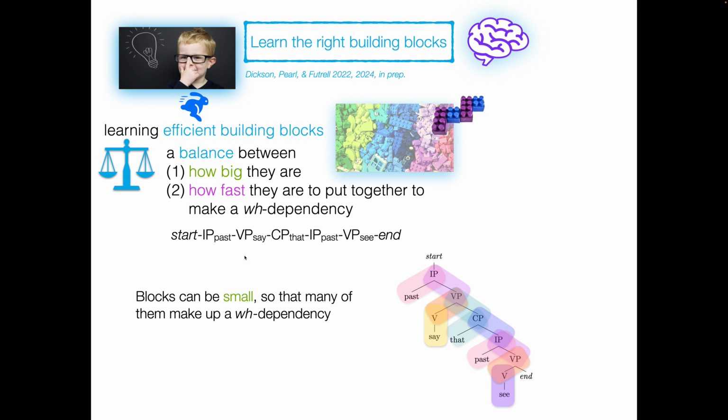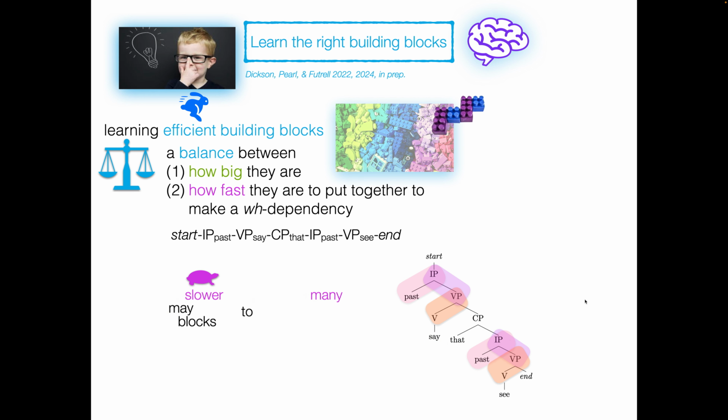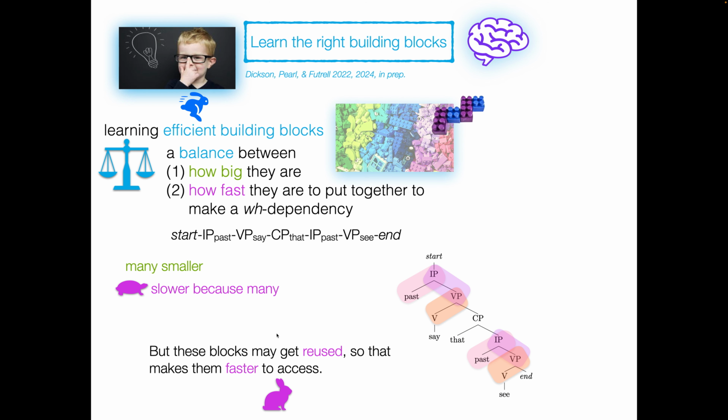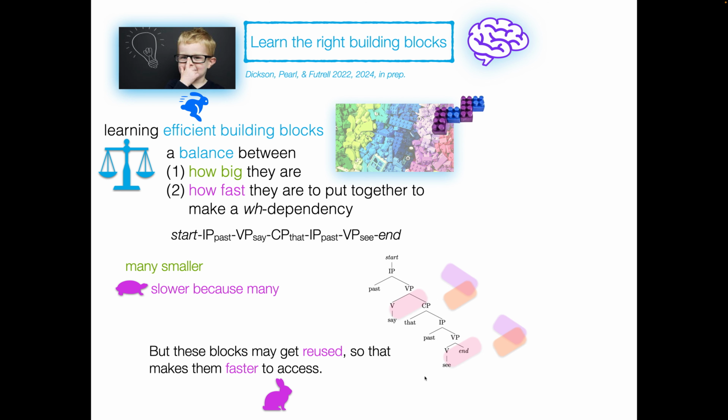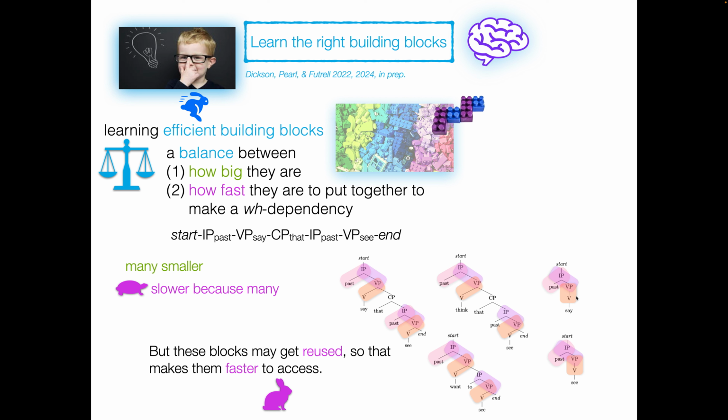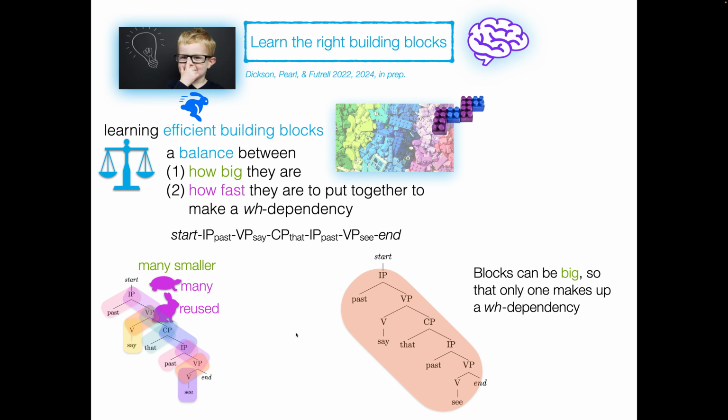So we're going to build it from what kind of building blocks? Well, blocks can be really small, so that many of them make up a WH dependency. It may be slower to put together many small blocks because there are many of them, but maybe these blocks get reused a lot, in a lot of different dependencies, and so that makes them faster to access in the first place. Now, the other extreme is maybe blocks are really big, in fact so big that only one makes up a WH dependency.